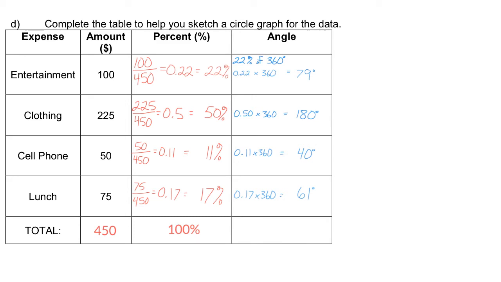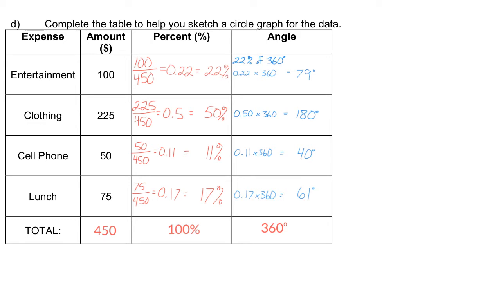And just to make sure I did it right, I can add up all my angles here, and it should be adding up to a full circle, 360 degrees. So if you add those up, 79 plus 180 plus 40 plus 61, we do in fact get 360 degrees. So I know I did this right. Okay, so I've got all my different categories with the size of each piece of my pie.